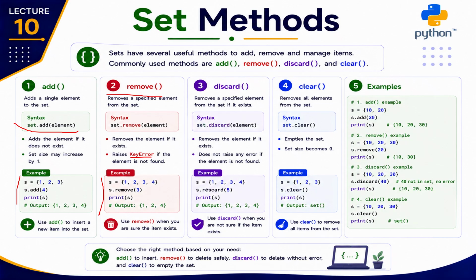Now the third method is the discard method. It also removes an element from the set, but it is safer than remove. The syntax is set.discard and then the element. You can see the example s is equal to 1, 2, 3, 4. Then the discard method is used.